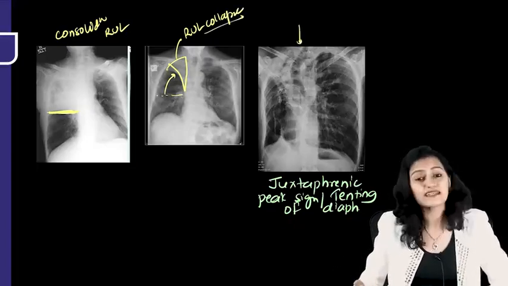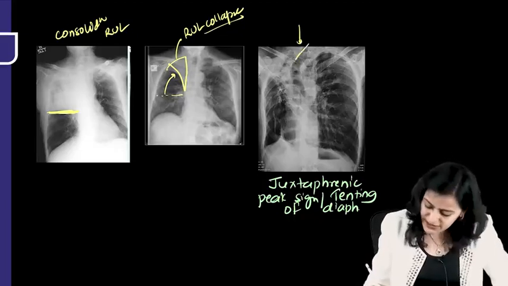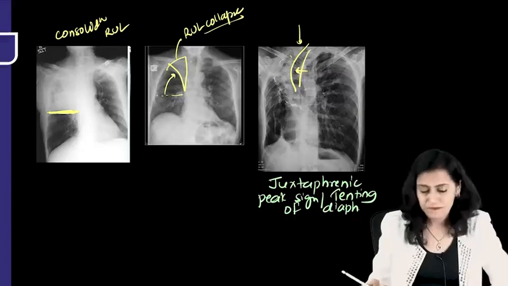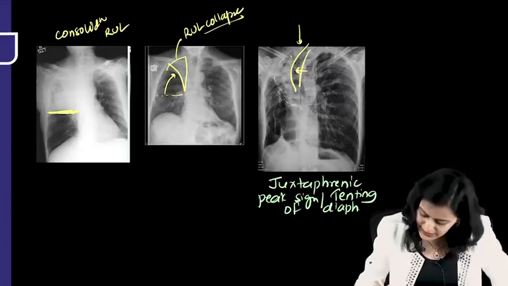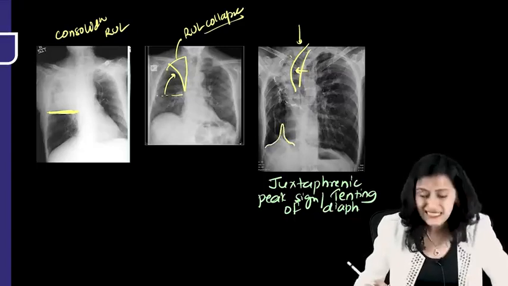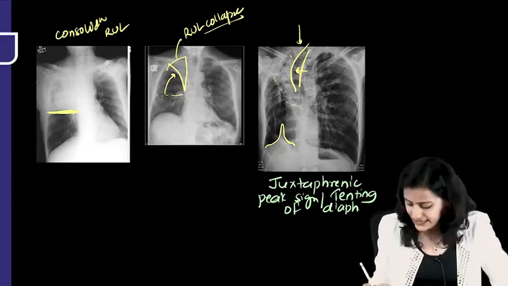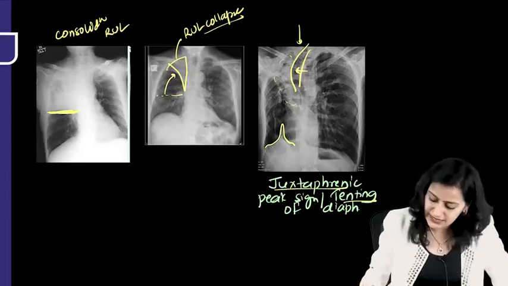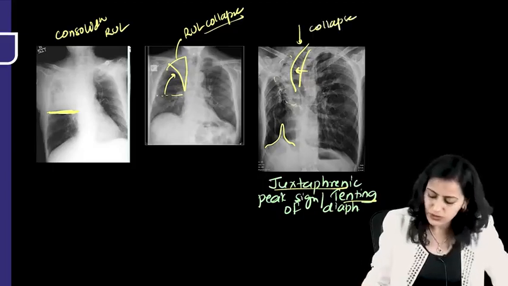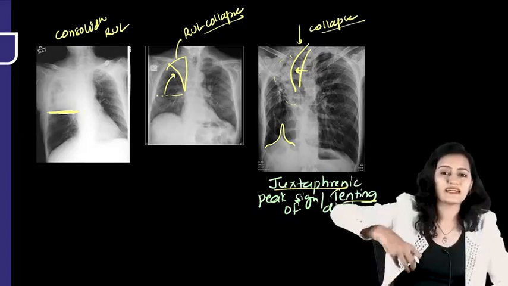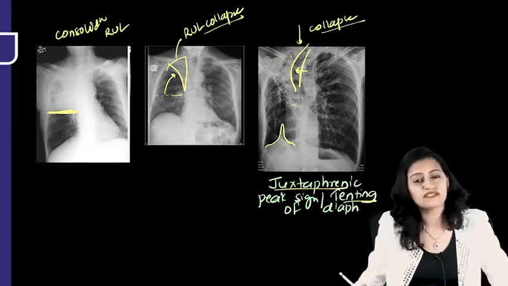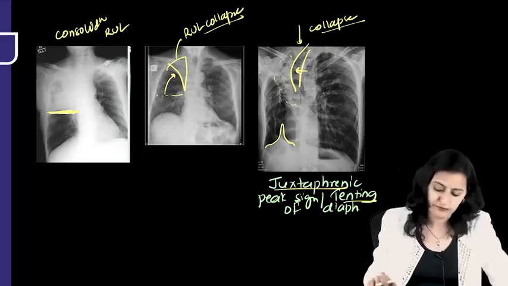Now what is this? Is it consolidation or collapse? You are seeing the trachea getting pulled to the same side of the opacity. We can also see another sign here. Look at the diaphragm, which appears tented. Tenting of the diaphragm, also called the juxtaphrenic peak sign, is suggestive of collapse. So it pulls the trachea, it pulls the diaphragm. That is suggestive of collapse: the juxtaphrenic peak sign and the tenting of the diaphragm.